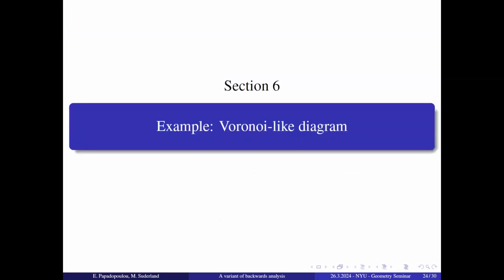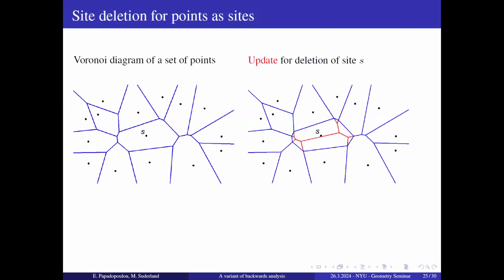Okay. There is another example where one can apply this variant of backwards analysis, namely the Voronoi diagrams. These are interesting to perform site deletion. And let me introduce you to that first by looking at site deletion, where we consider points as sites. So on the left-hand side, we see a Voronoi diagram of points, as we have seen before. And when we want to delete the point S, we want to update the diagram. So what needs to be done there is we have to remove the region of site S and compute a tree in that region to replace the region.